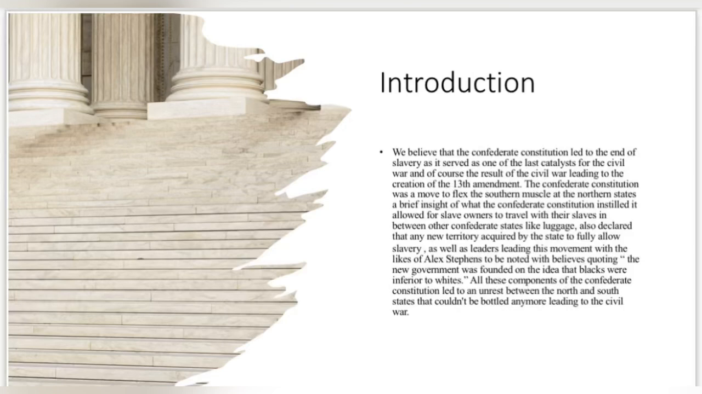Other parts of the Confederate Constitution that we should know is it involved leaders that were pro this movement. Leaders like Alex Stephens, who is quoted as saying the new government was founded on the idea that blacks were inferior to whites. All these components of the Confederate Constitution led to an unrest between North and South states that couldn't be bottled anymore, leading to the Civil War.